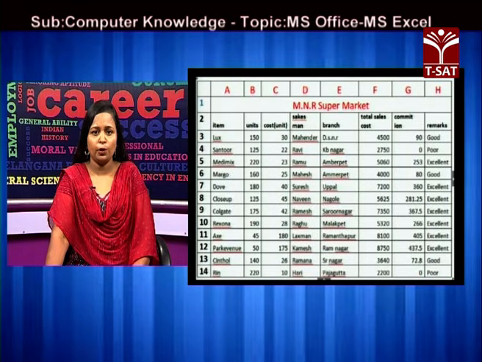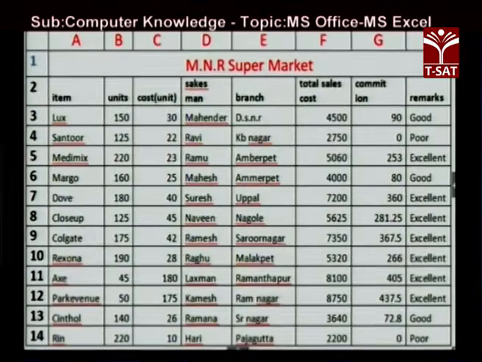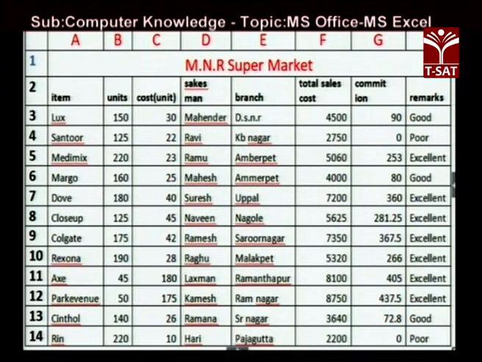Next one, coming into calculations, there are different types of calculations. I have to select the M&R supermarket. The market consists of different types of items, different types of units, and cost of different items. Next, different sales managers, salesmen, different branches, and then total sale cost, commission amount and remarks. This is the structure. So, how to calculate the total sales?